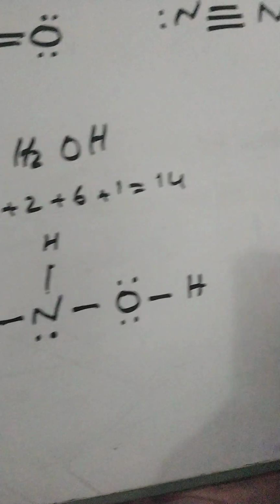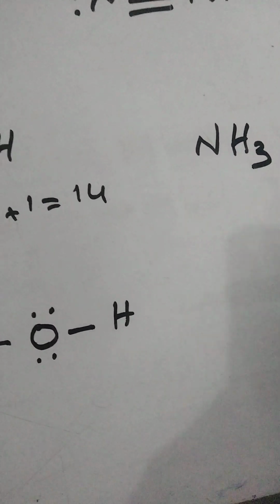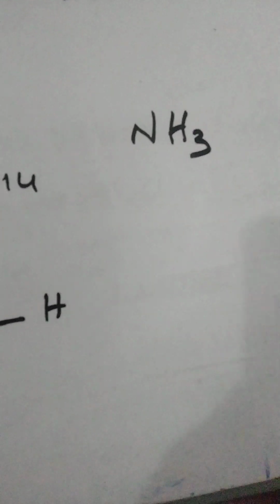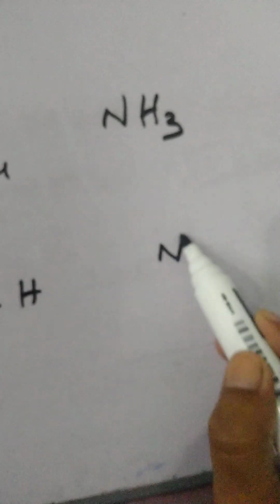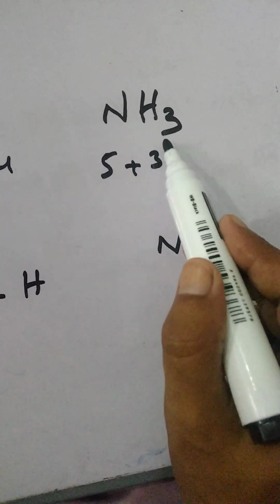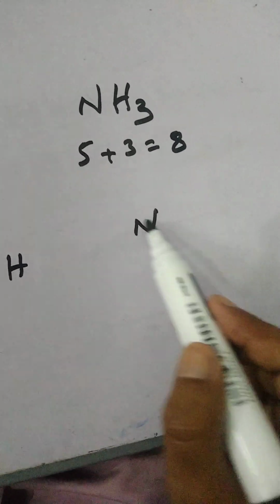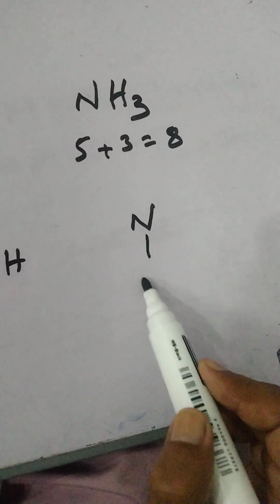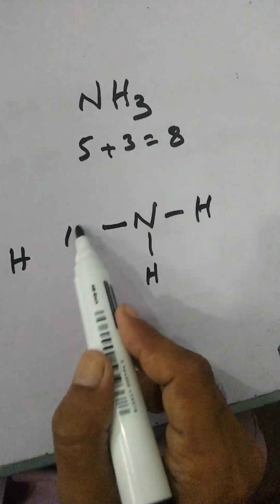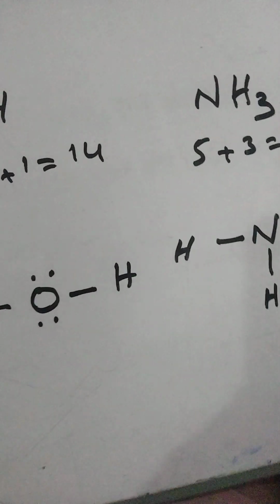After it we have another structure, which is NH3. Now NH3 is one of the simple structures which we will draw. Nitrogen, as you know, has 5 electrons plus 3 electrons of hydrogen. We add them, and it is 8 electrons. Now nitrogen, then hydrogen, second hydrogen, and third hydrogen. This is one of the easiest structures which we will draw.